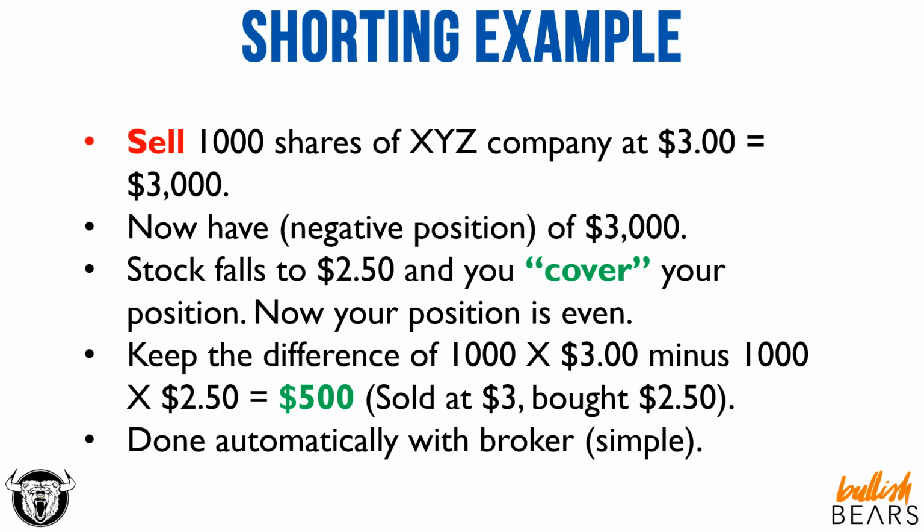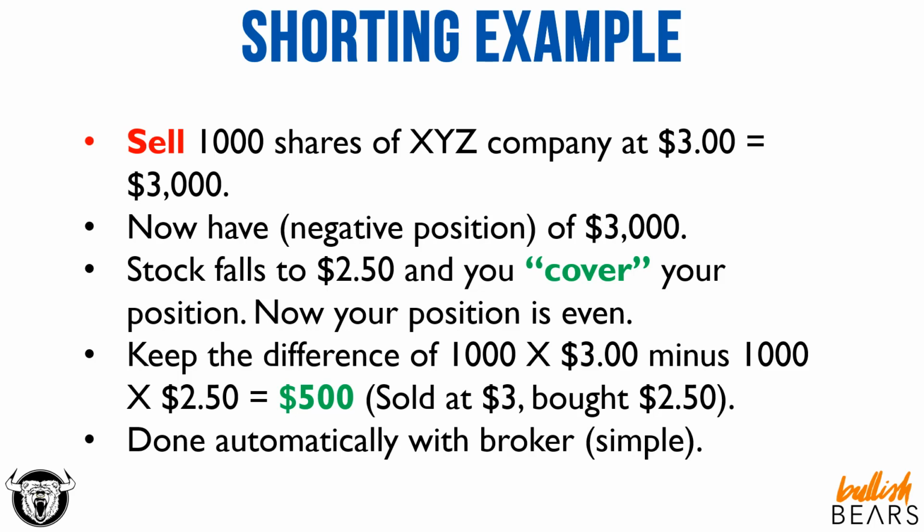Your position is even. And how this works is you would keep the difference of 1,000 shares times $3, which is $3,000, minus 1,000 shares times $2.50. So that is a profit of $500. You sold at $3 and you bought back at $2.50. So you sold high, bought low. The reverse of that example would be going long. You would buy at $2.50 and then sell at $3 and make the 50 cents, and 500 bucks.